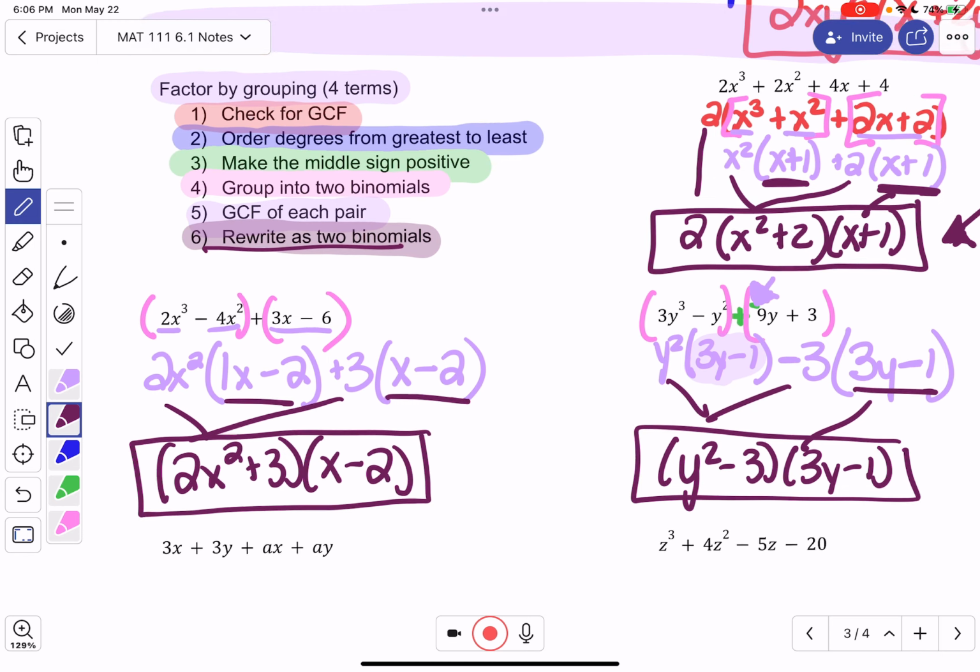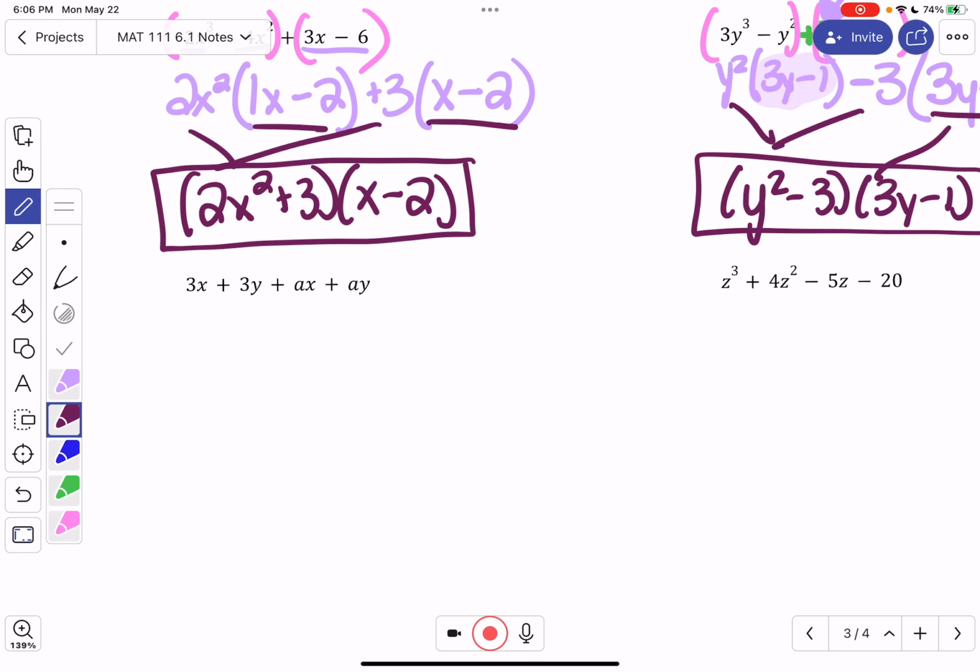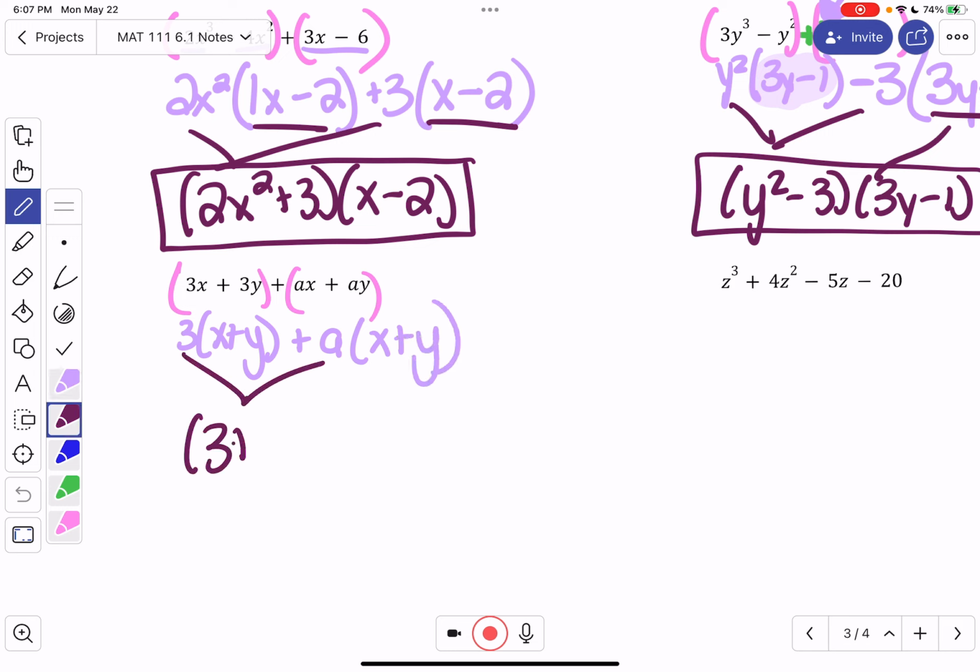All right, let's look at another one. There is no greatest common factor. There's no exponents, so they're in order. The middle is positive already, so we can start. Group. Take out our greatest common factor. Same thing on the other one. They both have an a, so I can divide out the a. Then I rewrite. 3 plus a is one of them, and x plus y is the other.